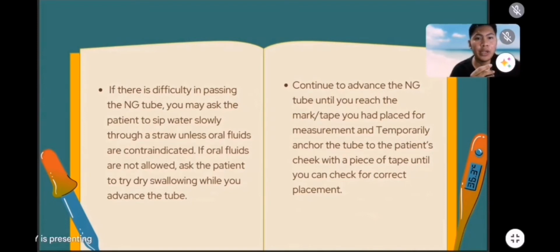Okay, so the patient drinks a sip of water slowly through a straw, unless oral fluids are contraindicated. If oral fluids are not allowed, ask the patient to try dry swallowing while you advance the tube. Continue to advance the NG tube until you reach the mark or tape placed for the measurement and temporarily anchor the tube to the patient's cheek with a piece of tape until you check the correct placement.